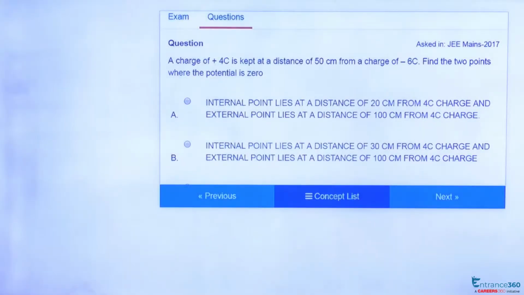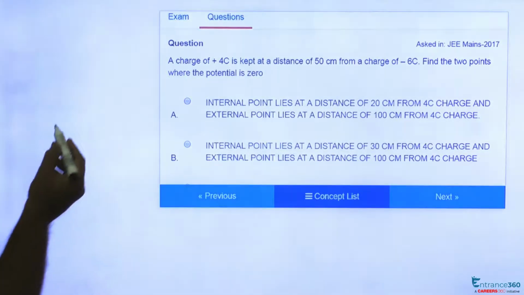Hello students, we have a question from JEE Main 2017 from the chapter Electrostatics. Question says that we have two charges 4 coulomb and minus 6 coulomb kept at a distance 50 centimeter. Find 2 points where the potential is 0.